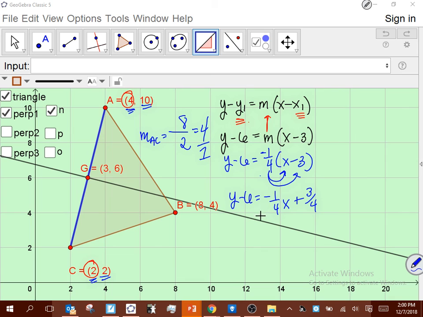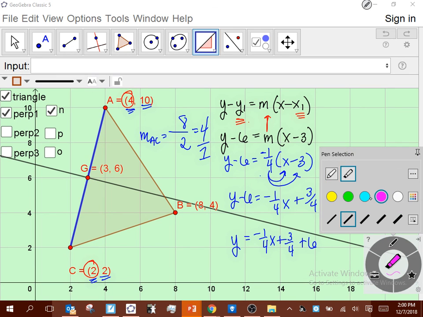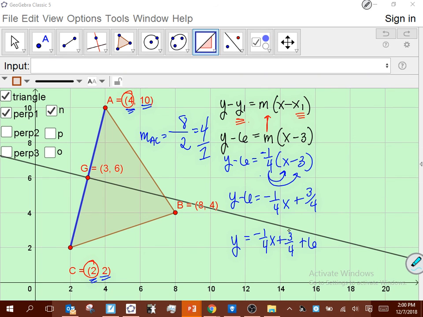Now, how do I solve for y? What do I need to do? Add 6. So we get negative 1/4 x plus 3/4 plus 6, right? Now, a lot of times maybe people don't write the plus 3/4 plus 6 like I did, which is fine. But are those like terms? So are they going to merge together? How do I merge them? What do I need to add fractions? Common denominator. So what's that denominator going to be here?